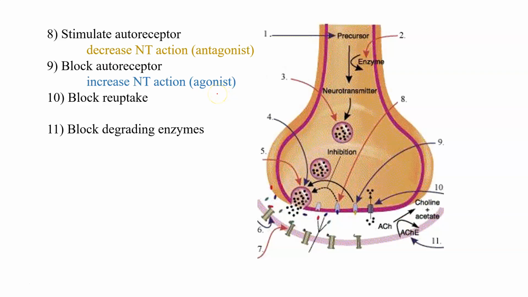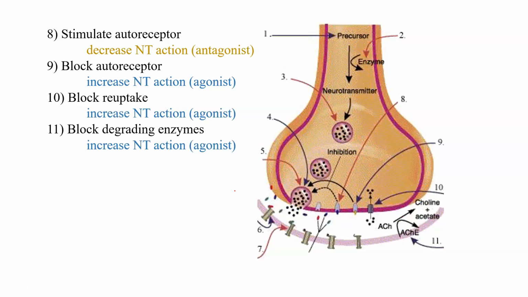If we block reuptake, which is one of the two ways we can remove neurotransmitters from the synaptic cleft, the drug would be an agonist because the neurotransmitter would hang out in the synaptic cleft longer. If we block degrading enzymes, the same thing would happen. We would increase neurotransmitter action, keeping the neurotransmitter in the synapse longer, and therefore the drug would be considered an agonist.